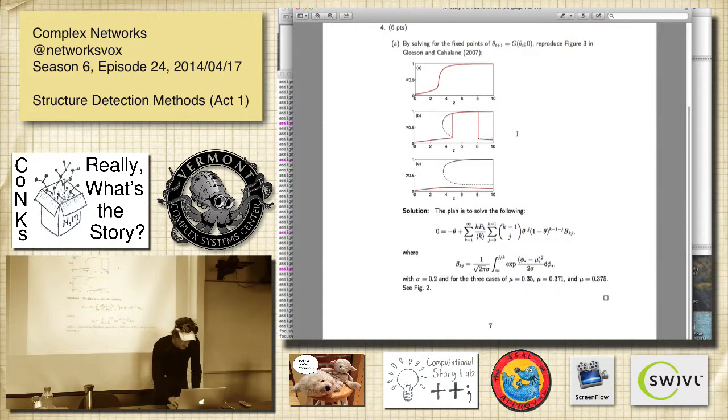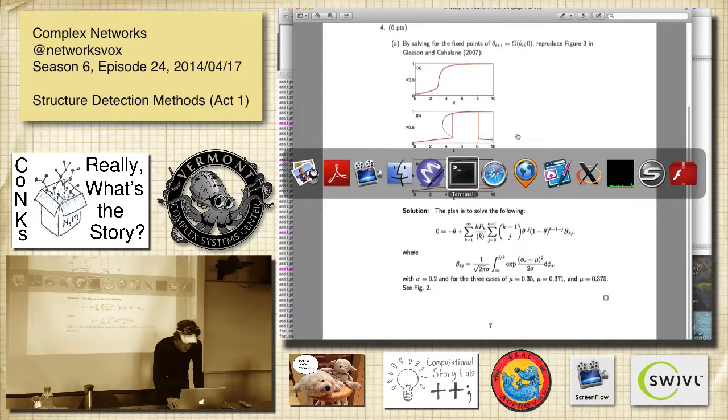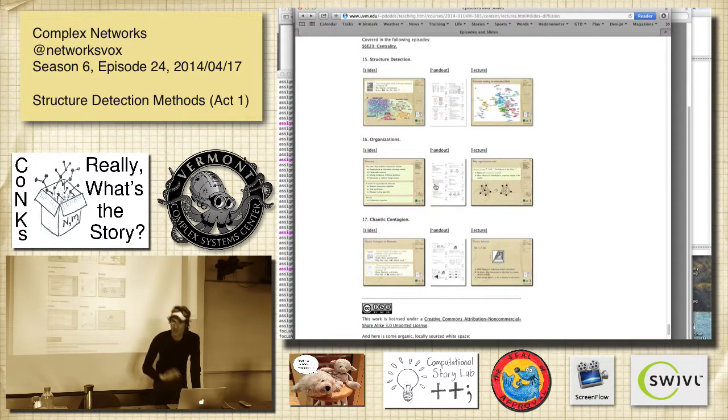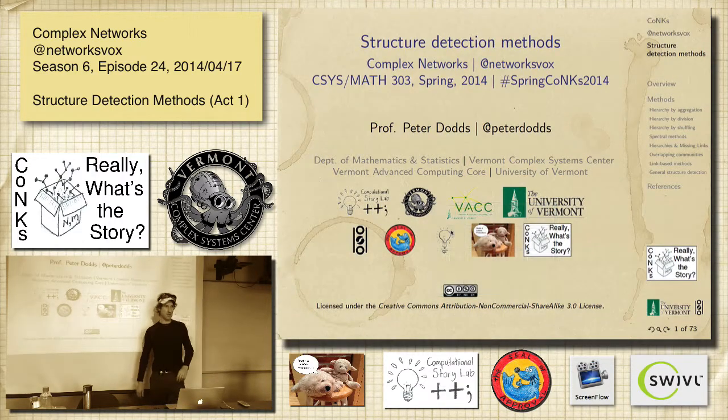Then after that, next week, this is where we are now, structure detection, pretty slides. Because this is how we make beautiful pictures of networks. But it's good stuff. Organizations would be next week, and chaotic contagion. So we'll see how those two go. There's some extra fun things at the end. They're pretty crazy. A chaotic contagion is really nuts.